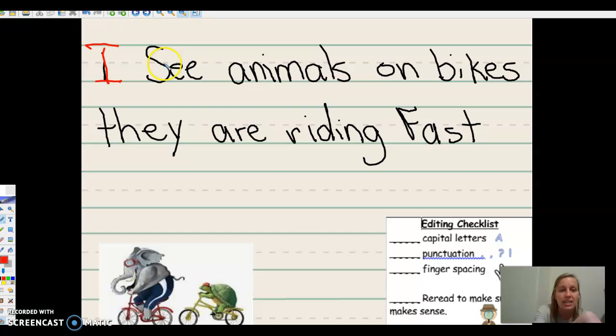I see. This S should not be capital, it should be lowercase. I see animals on bikes. They, that's a new sentence starting with a capital T. They are riding fast. That F should not be capital, it's in the middle of the sentence. Now I'm going to check off capital letters.